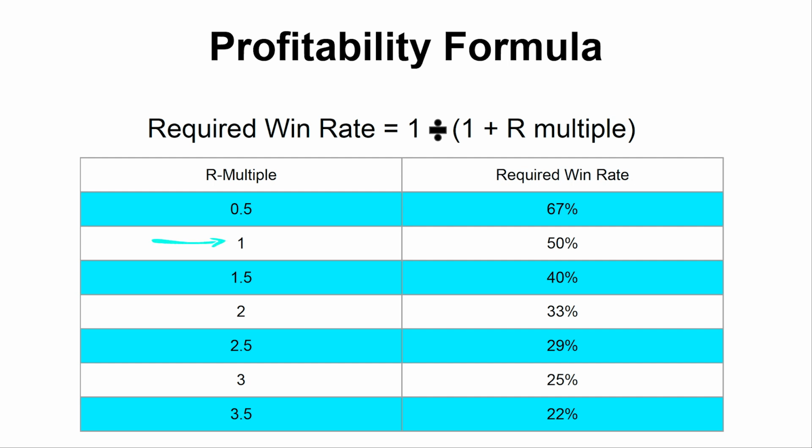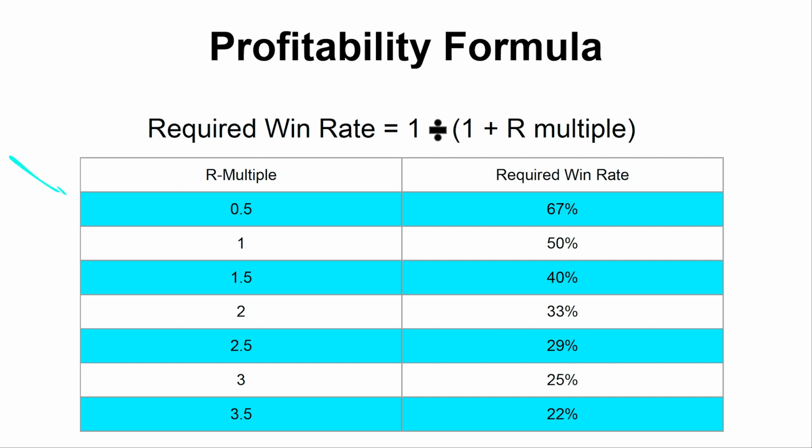With an R multiple of 1, meaning that we stand to earn the same amount as our initial risk, we need a win rate of at least 50% in order to break even. This is similar to flipping a coin, heads or tails. If we risk $1 and stand to earn $1 if we win, we'll need to make the right guess at least 50% of the time.